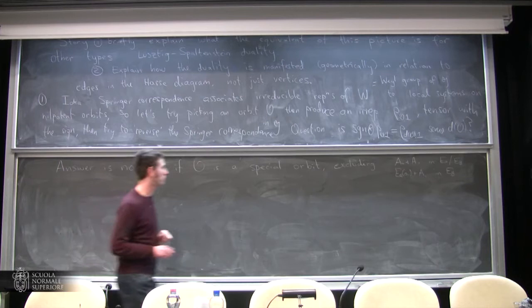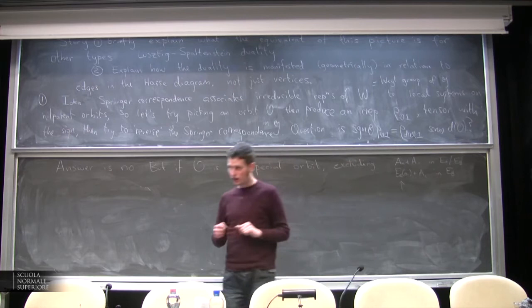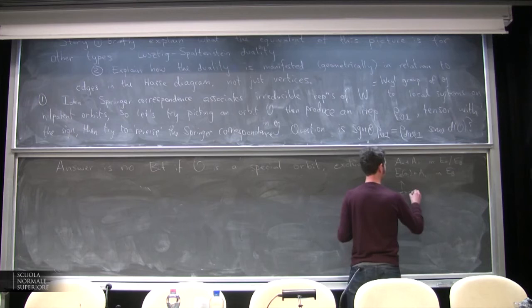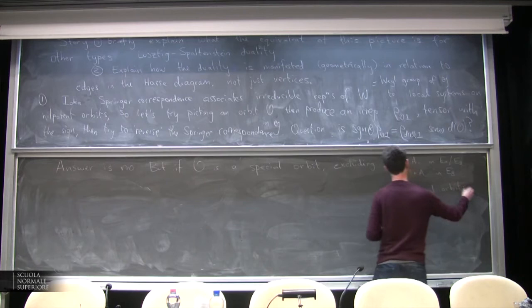For GL6, which one is special? Every orbit is special in type A. I was meant to say that, yes. So in type A, all orbits are special.